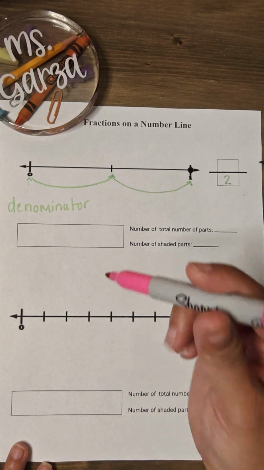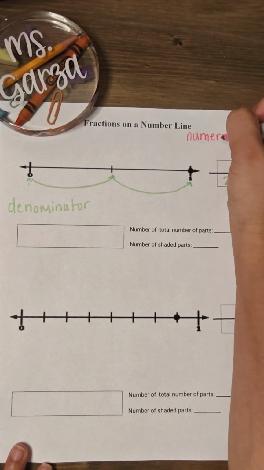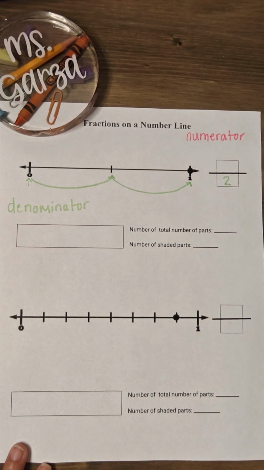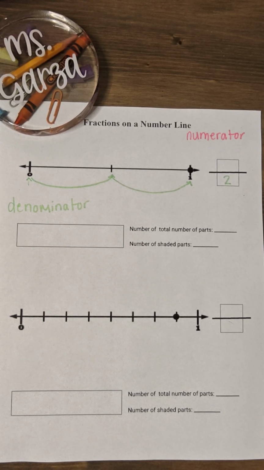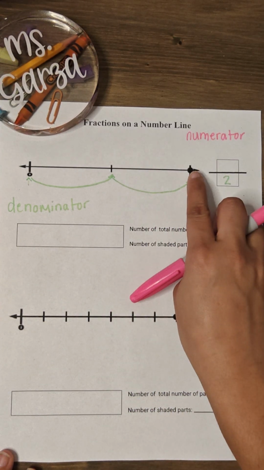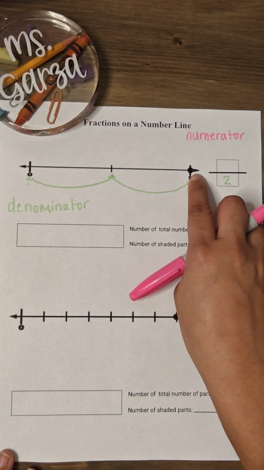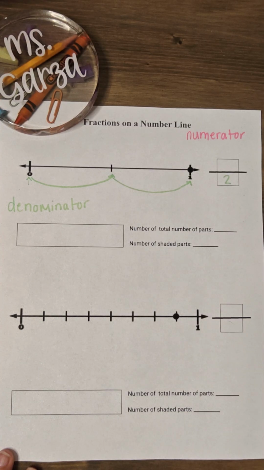Now we're going to talk about something else. We're going to talk about our numerator. Our numerator represents the parts that are being used or counted or shaded. In this case, it's a number line, so they're being counted, but it's the number of parts that are being counted in total. Notice here how we have a little dot. That is where we're going to stop counting our little parts.